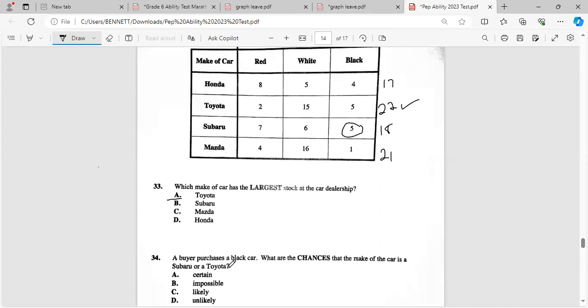Alright, Toyota now. How many Toyota made? So out of a total, we can add the total and say 4 and 5, 9, 10. So out of 20, we have 10 possible chances. So that's 50%. So I would say it's very likely. It's not certain because it's not 100%, right? But you have half chance, so it's likely.